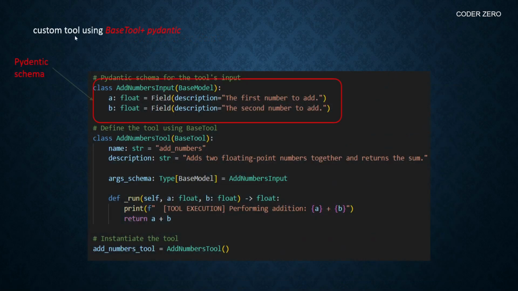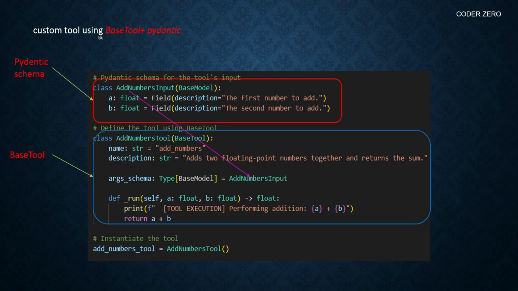Now let's understand how to create the tool using BaseTool and Pydantic. Similarly, we are defining the schema using Pydantic here, then we are using the BaseTool, and then we are creating this class. So here we are using this Pydantic schema, you can see, and then we have the function here. Now when we use this tool, we'll be able to do the addition.